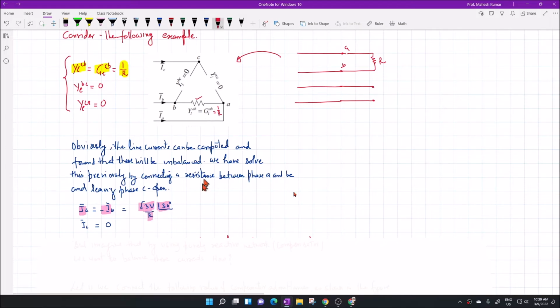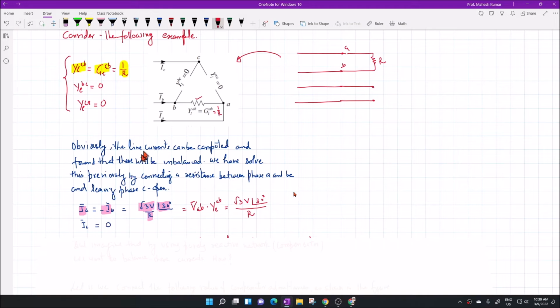So actually this is nothing but V_AB into Y_LAB. What is V_AB? V_AB is root 3 V angle of 30 degrees. And what is Y_LAB? It is 1 by R.